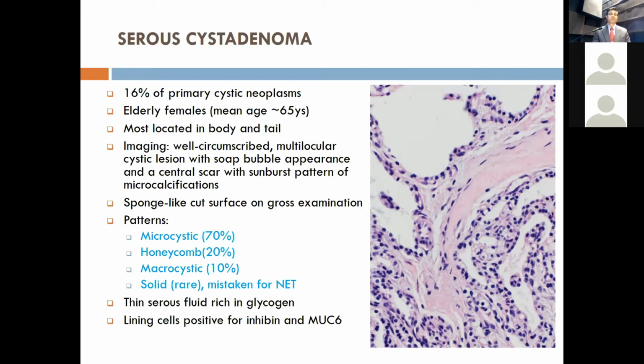However, the most common morphology of this entity is actually microcystic. More than 70% have microcystic morphology, as seen in this image, with cysts which might range from a couple of millimeters to 1 or 2 centimeters, and they're lined by very bland appearing cells with clear cytoplasm. On imaging, they appear as well circumscribed multilocular cystic lesions with a soap bubble appearance, and they show a central scar with a sunburst pattern of calcification. The lining cells are rich in glycogen, that is why they are PAS positive, and they have been shown to be positive for inhibin and MUC6.